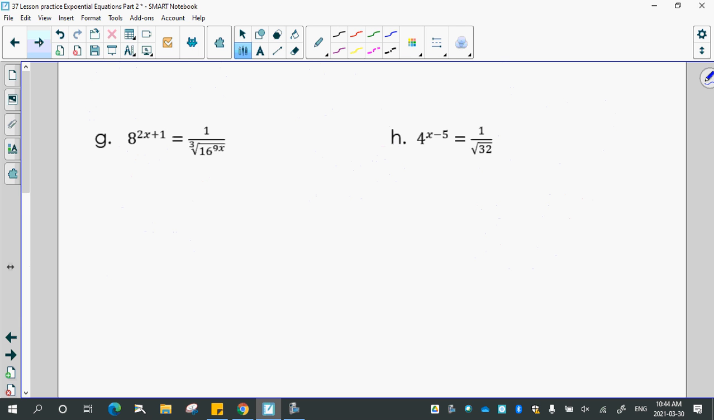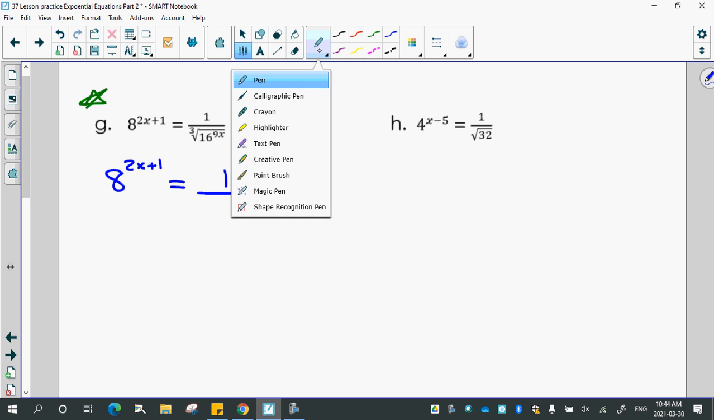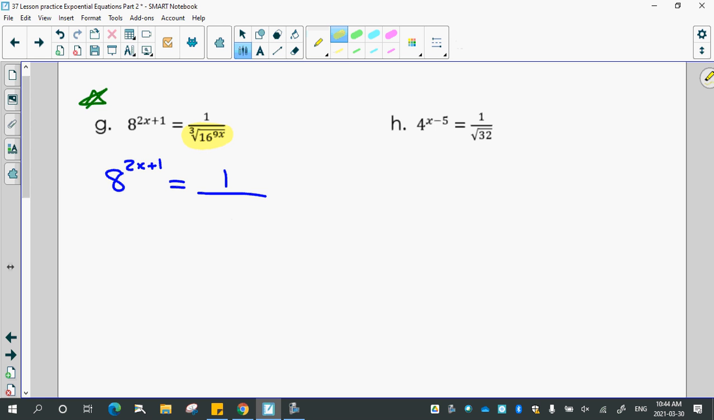Okay, this is a good one. All right. Let me put a star beside this one. All right, so far this side's okay. But we haven't seen something that looks like this yet. How can I rewrite this so it's an exponential form instead of a radical form? Okay, so this is the exponent, 9x, and this is the root, 3.